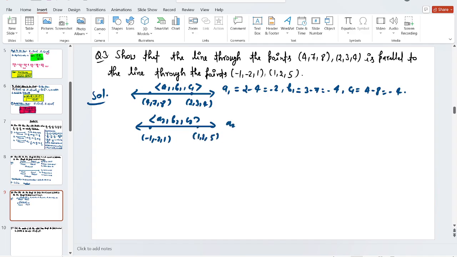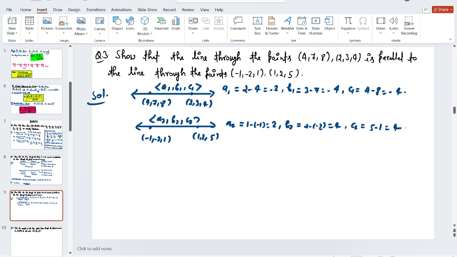So what is A2? 1 minus of minus 1, this becomes 2. What is B2? y2 minus y1, 2 minus of minus 2, it becomes 4. And what is C2? This is z2 minus z1, 5 minus of minus 1, this is equal to 6. I hope it is clear to you.